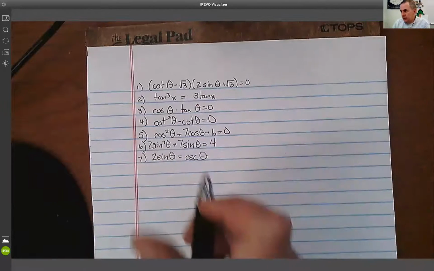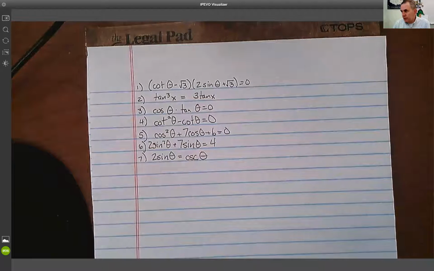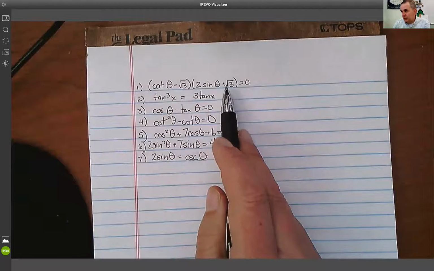Okay, we're going to keep going on solving these trig equations. So what we'll do is I'll go through the examples I did in class so that you have the examples to watch again. So here's the ones we worked in class. The first one: cotangent theta minus root 3 times 2 sine theta plus root 3 equals 0.